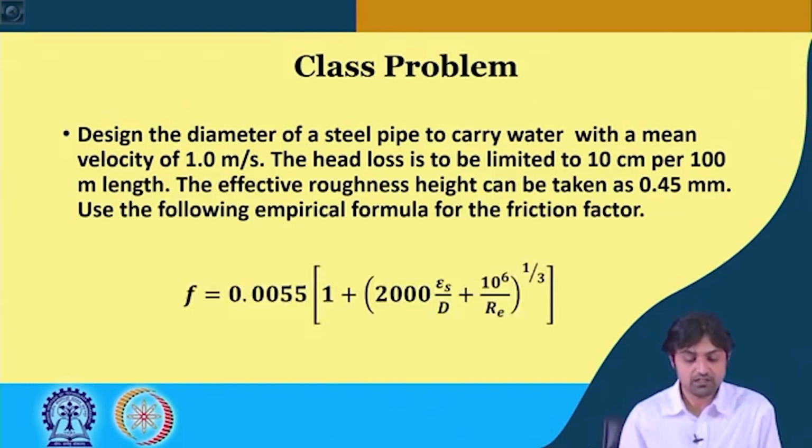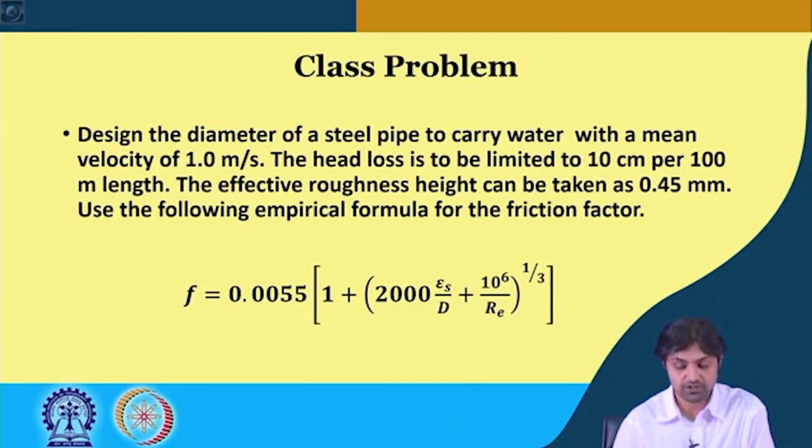It says: design the diameter of a steel pipe to carry water with mean velocity of 1 meter per second. The head loss is to be limited to 10 centimeters per 100 meter length. The effective roughness height can be taken as 0.45. Now use the following empirical formula for friction factor. So in this question, you see we already have been given epsilon.